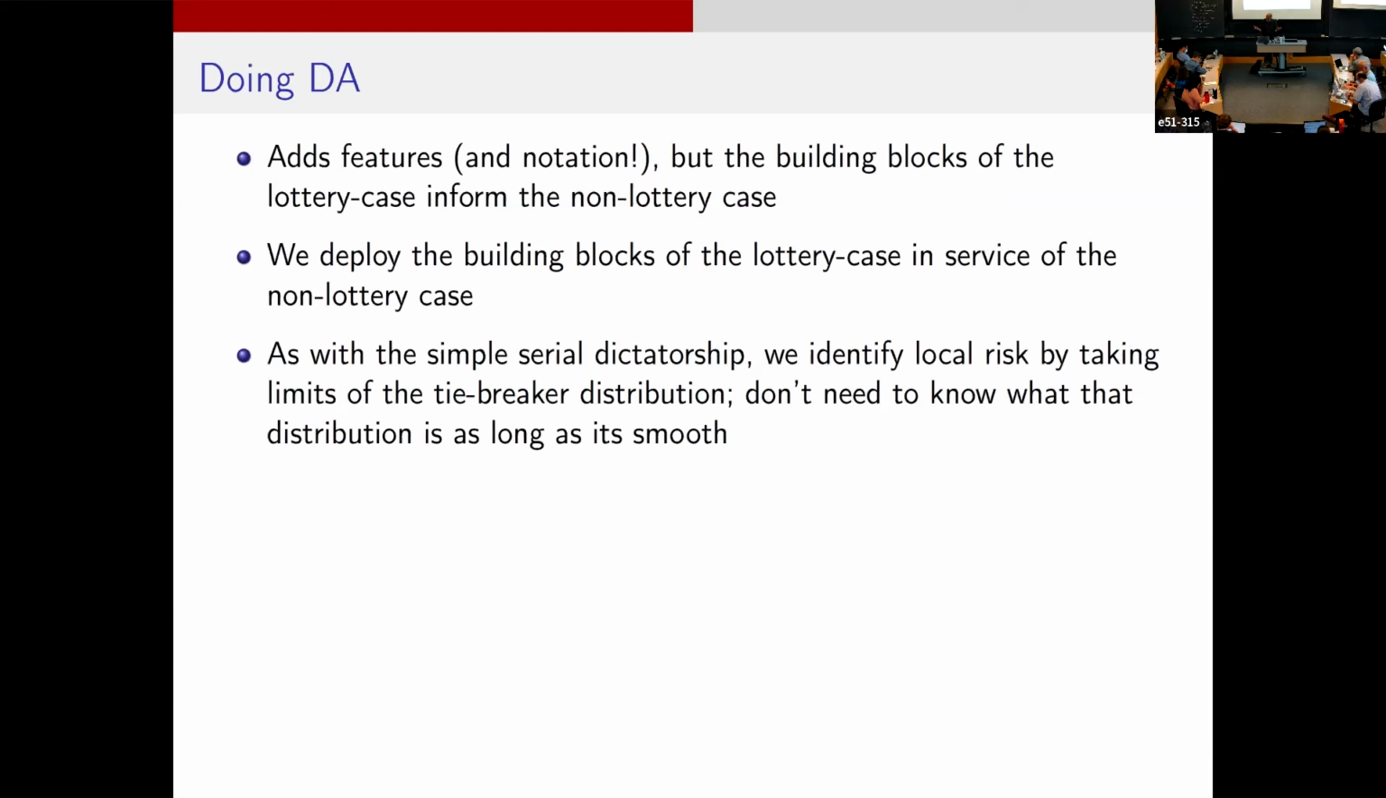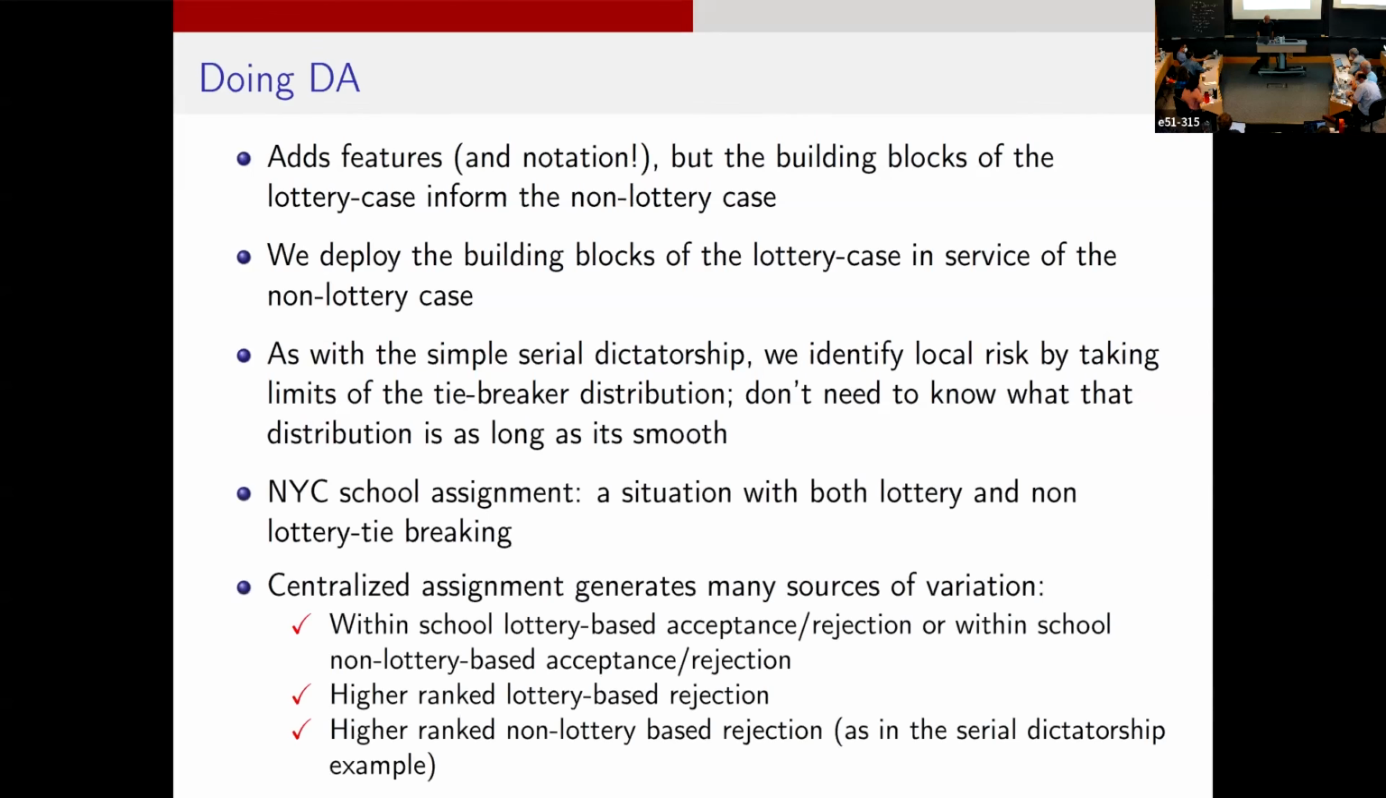We have these experiments. The lottery case is simple. In the non-lottery case, the building block is this 0.5 idea. And we can deploy the building blocks of the lottery case in service of the non-lottery case by taking the limit as delta goes to 0. And this will all be fine in the non-lottery case as long as we're willing to assume that the distribution of tiebreakers is smooth. So we can say that locally it's going to be a half.